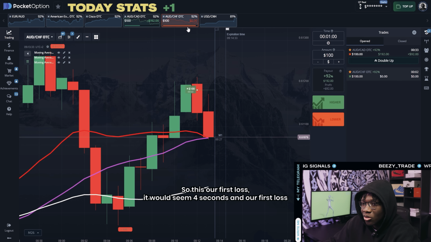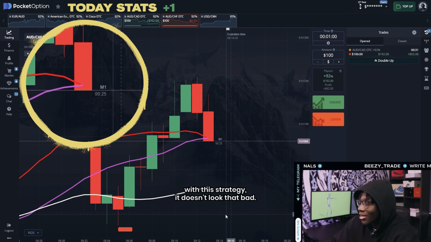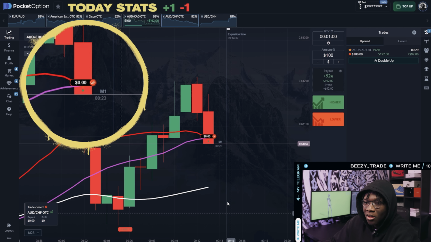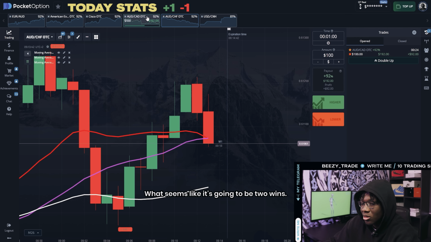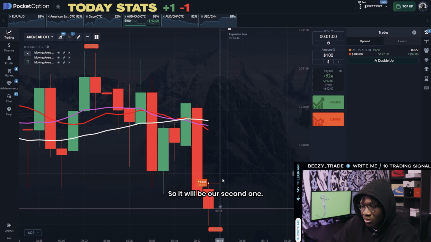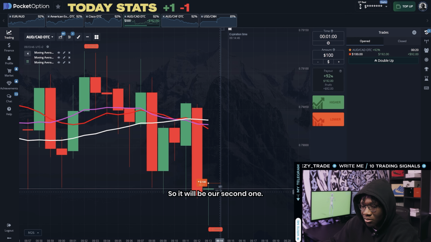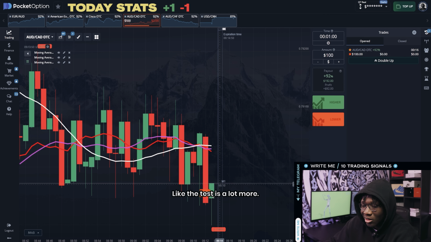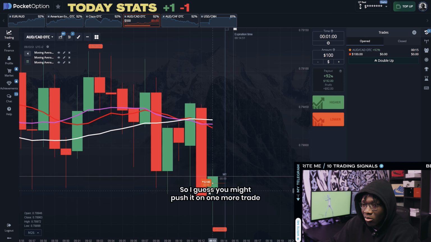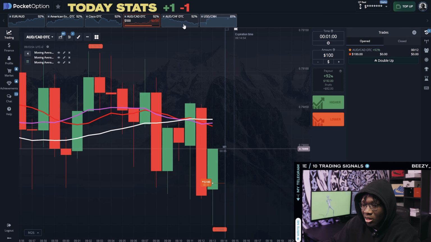So this is our first loss, it would seem, 4 seconds. And our first loss with this strategy. It doesn't look that bad. So we had 2 wins. What seems like it's going to be 2 wins. So probably will be our second win. And 1 loss. It's not bad. I'd like to test this a lot more. So I guess we might push it on 1 more trade.